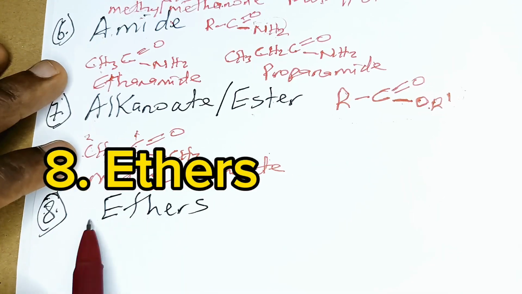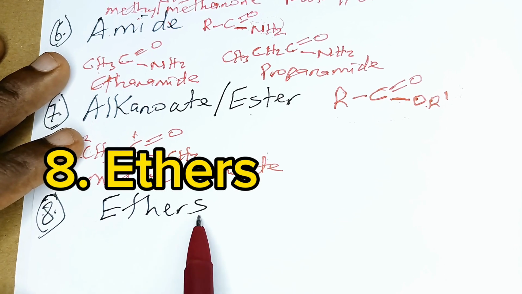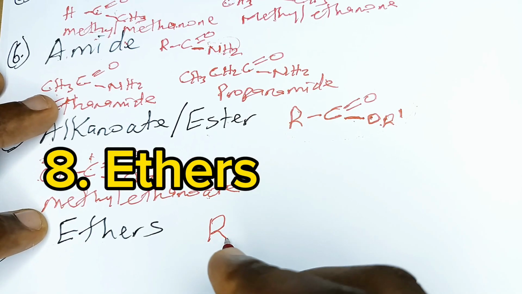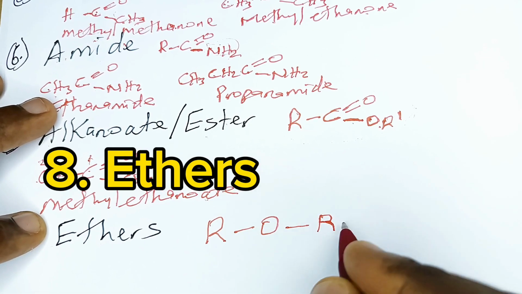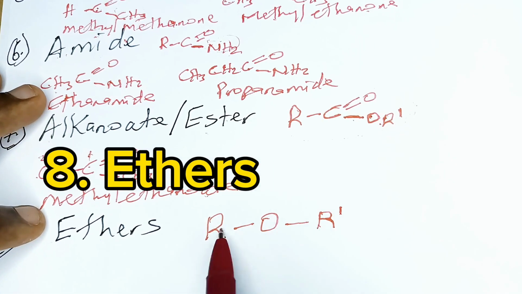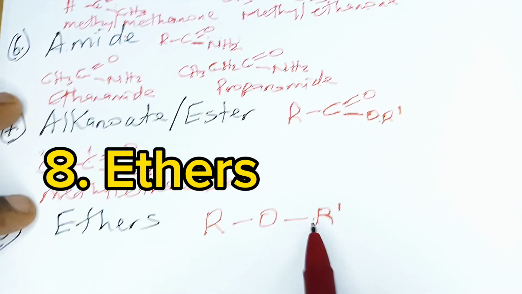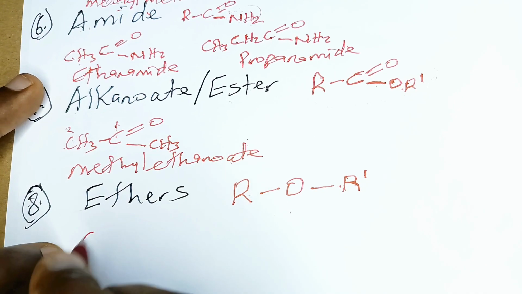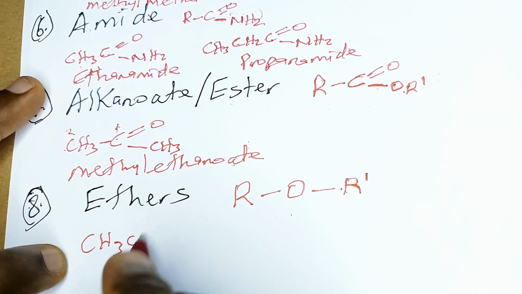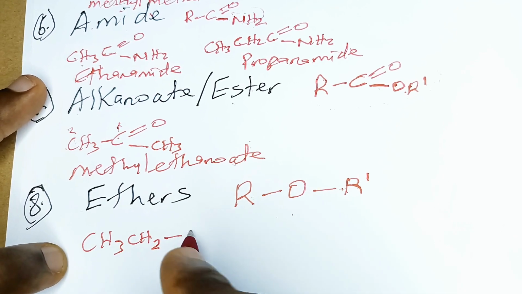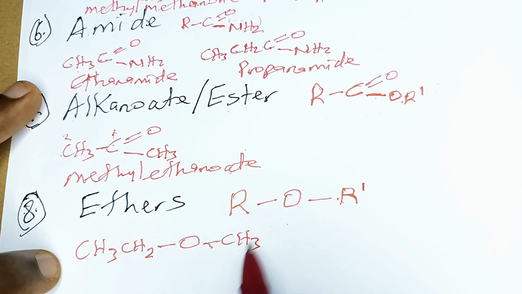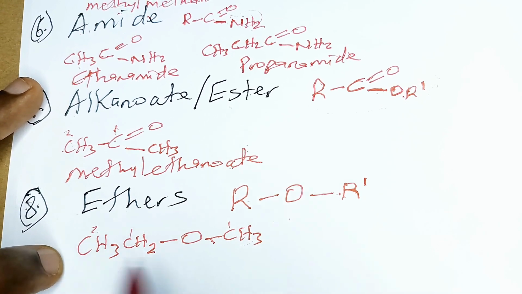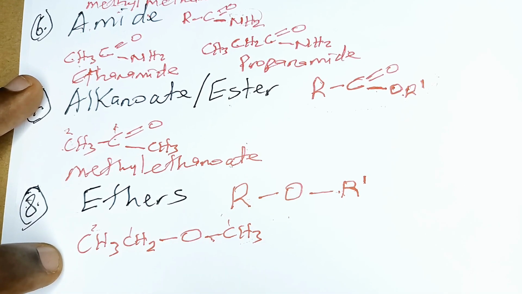This is now ethers. That's number 8, another one, ethers. You are expected to have alkyl group joined with O, joined with another alkyl group. Let me put prime here to show that they are not the same. So let's take for example, if you have CH3, CH2 joined with O, and you have CH3. This is the smallest carbon because this is just one. This one is 1, 2. So we start from here.